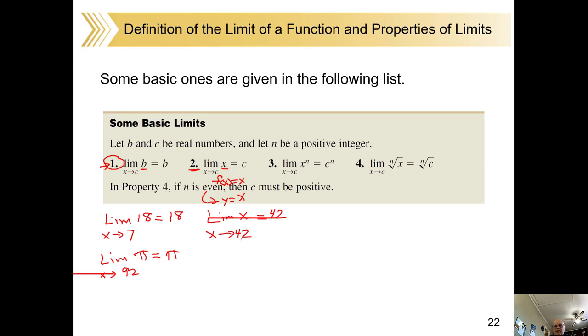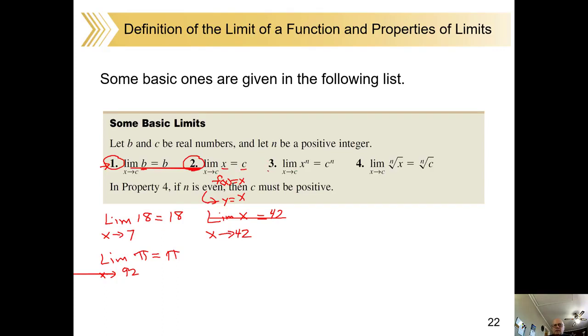If this is just x, then whatever we're getting close to is what we're getting close to. Not difficult at all. That's number 2. So if this is a constant, you don't change anything. If this is just x, it's very limited. If that's just x as your function evaluator, if you're getting close to c, you're getting close to c.